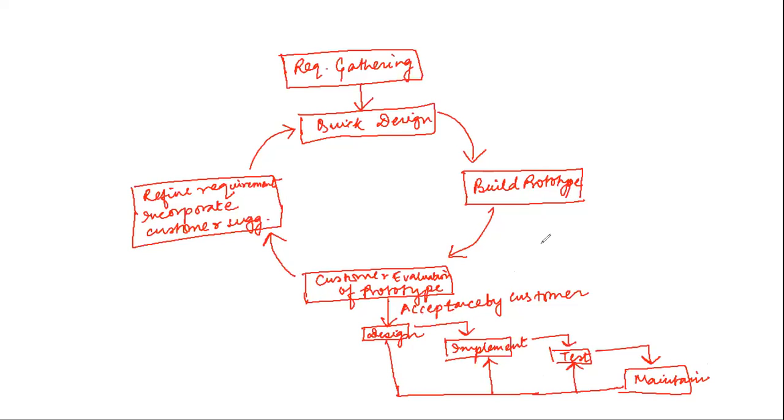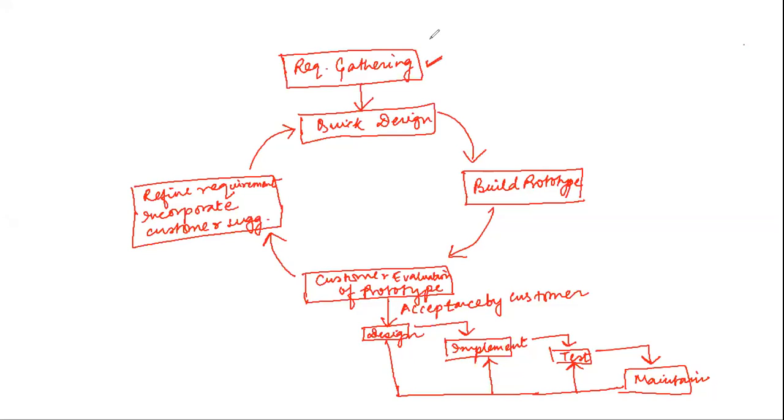Okay. So this is the drawing, the graphical representation of the prototype model. First, the requirements gathering is done, which we have studied for any software development life cycle. The requirement analysis and specification phase is done first.